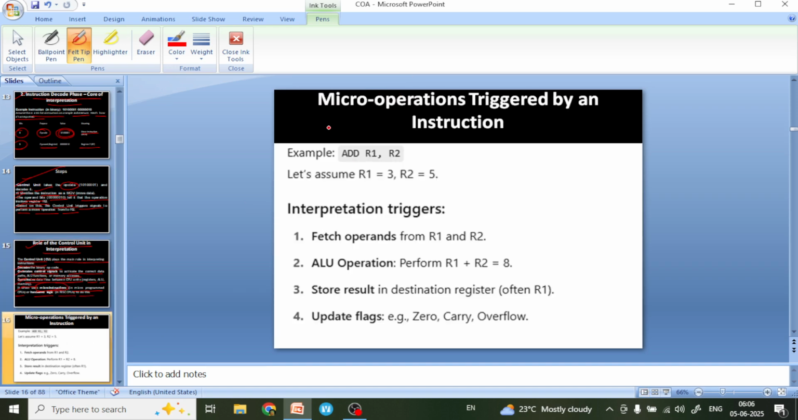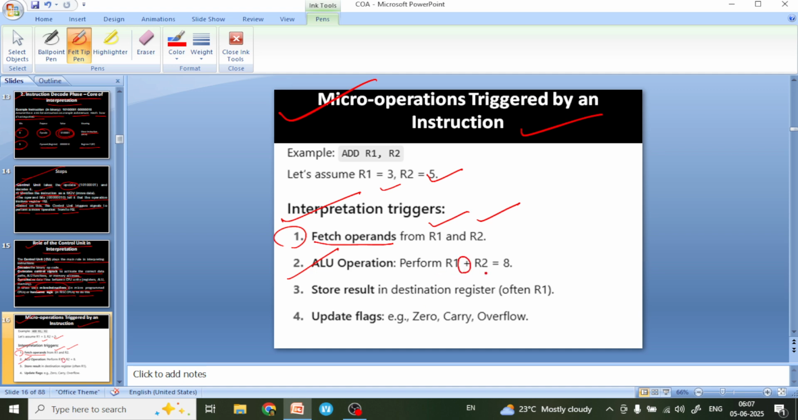And next is a micro-operation triggered by an instruction. What do we mean by this? A micro-operation triggered by an instruction means, for example, you are given ADD R1, R2. Here R1, R2 means the R2 register is added to the R1 register. Say R2 has the value 5 and the R1 register has the value 3, so 5 is added to 3, which is equal to 8. How will these steps be executed in the CPU in COA? First, in the interpretation trigger, it fetches the operands, R1 and R2, from the R1 and R2 registers. After that it performs the ALU operation, that is the plus operation.